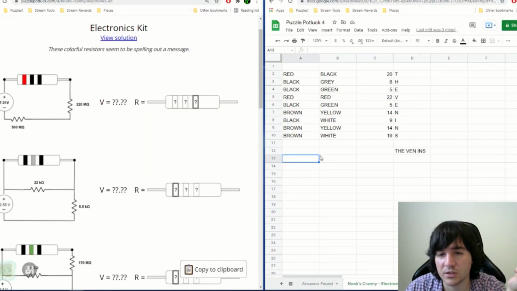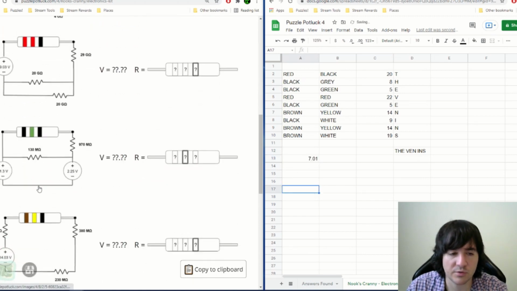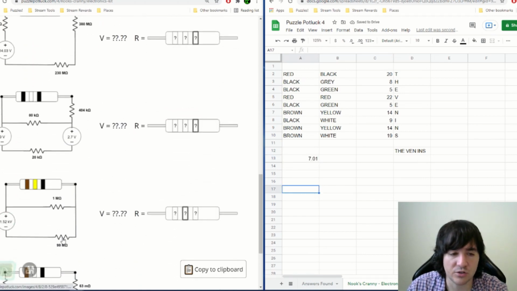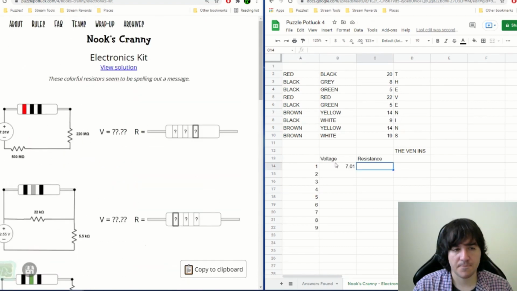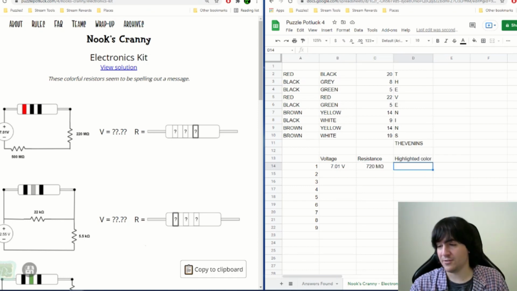So in this first one, our voltage source is just going to be 7.01. I guess in some of these other ones where we combine voltage sources, that could be different. And then this one's going to be, what, 720 mega ohms? So that is going to be, violet is the first color for 7, red is the second color, and then we need 10 mega ohms as the multiplier, which is violet again.